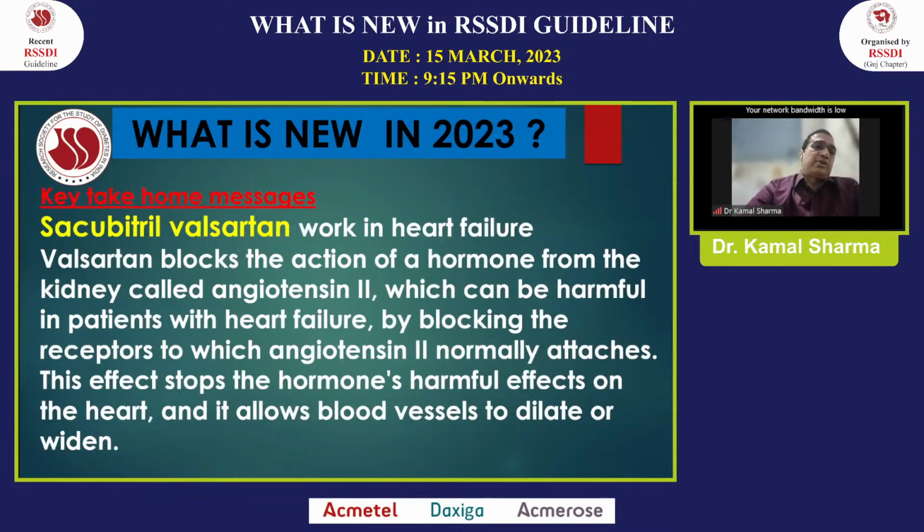Now we know ARNI, sacubitril valsartan, which is used in heart failure from the PARADIGM-HF trial. It blocks the action of angiotensin 2, which is harmful in patients with heart failure, by blocking the angiotensin 2 receptor with the valsartan, and the sacubitril being the additional benefit that it achieves by dual action. This stops the harmful effect that can ensue, and it allows blood vessels to dilate, reduce the systemic vascular resistance, and reduce the afterload in patients with heart failure.